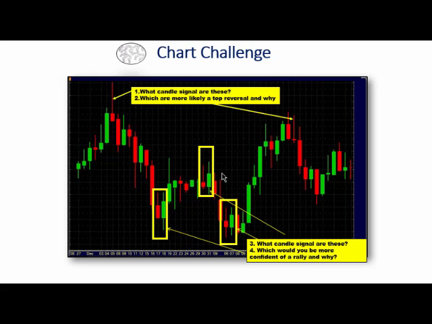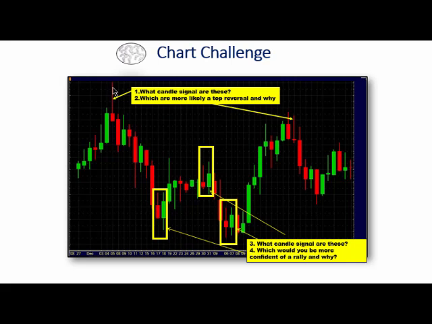And the answer to this is over here, because this gravestone doji or shooting star is confirming a resistance area set by this dark cloud cover, and also right around here. So this to me would be more ominous than the shooting star.